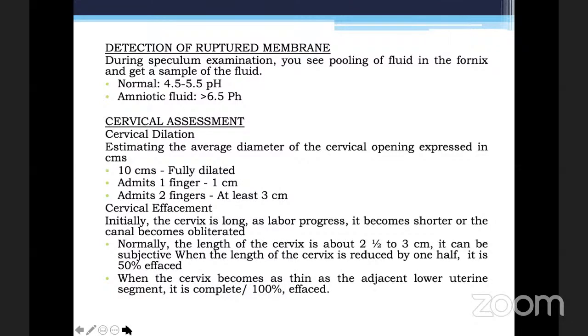Cervical assessment, cervical dilation. This is estimating the average diameter of the cervical opening. 10 centimeters is fully dilated. One finger is 1 centimeter, two fingers is at least 3 centimeters.